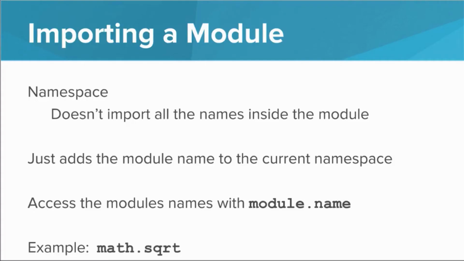So when importing a module, we need to note that it doesn't import all the names inside the module. It simply adds the module name to the current namespace. If we want to access names inside the module, we just precede it with module.name. For example, math.sqrt or animal.Animal. So if we want to get to the sqrt name inside the math module, we just say math.sqrt.